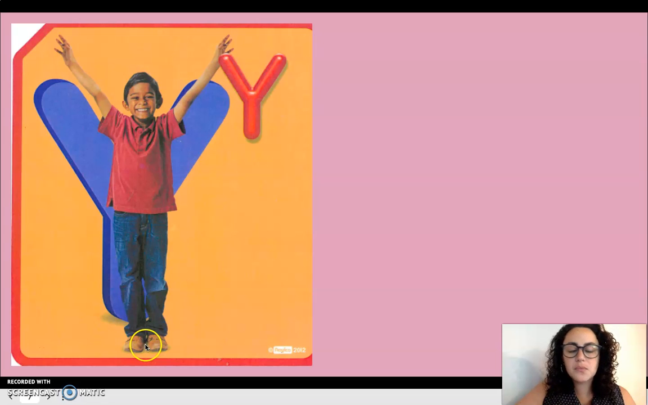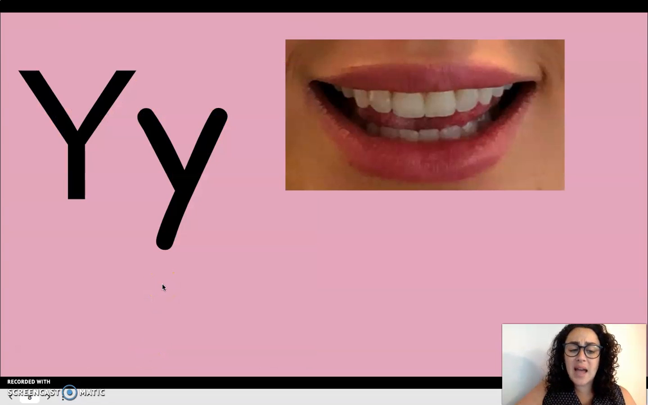Now, when we're making the sound for Y, this letter is tricky, seriously tricky, because the name of the letter doesn't really sound like the sound it represents. Remember, the letter is Y, but the sound it represents is Y. Totally sounds different, right? So we really have to work hard to remember this one. This is the letter Y. The sound it represents is Y.